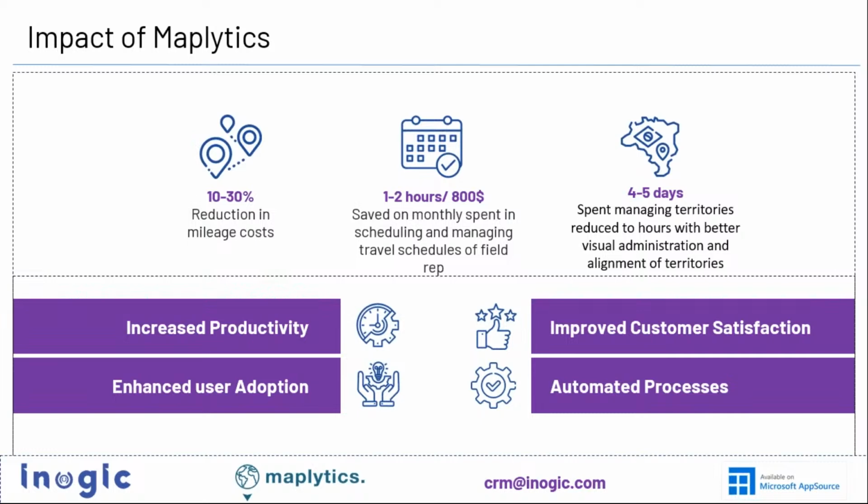Moreover, while managers used to spend 4 to 5 hours on managing territories, Maplytics has reduced it to just a few hours, along with better visual administration and alignment of territories. So basically, while you are planning routes and processes, Maplytics helps you to make the most out of it.